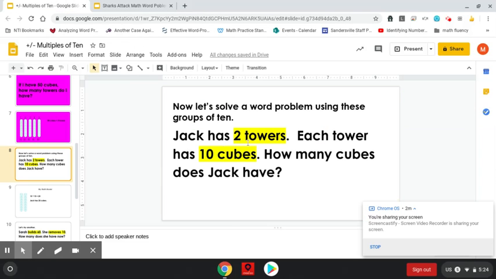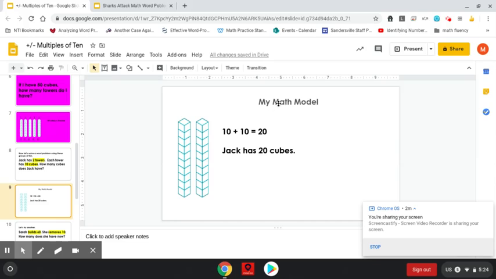So I know Jack has 2 towers. I can imagine that in my mind. And each of those towers has 10 cubes. So how many cubes does Jack have? Here's my math model that shows my work. He has 2 towers. Each tower has 10 cubes, so that's 10 plus 10, which is 20. Jack has 20 cubes. And that makes sense with my problem.